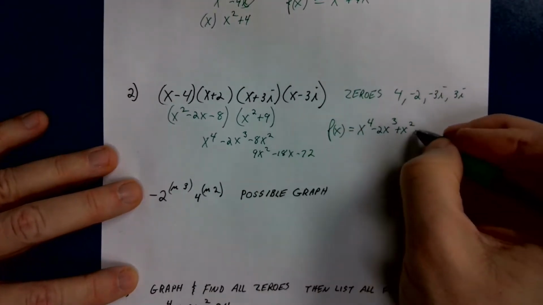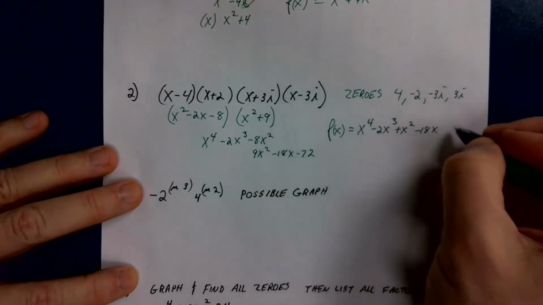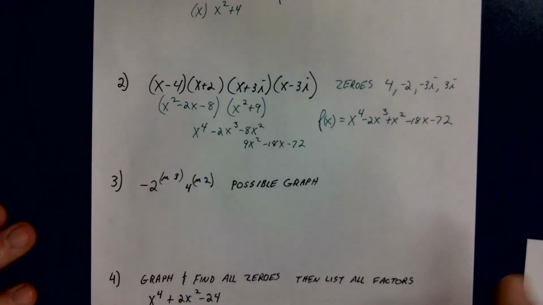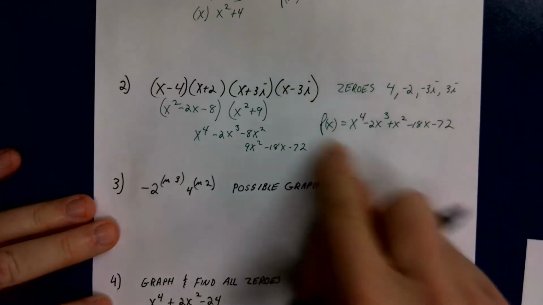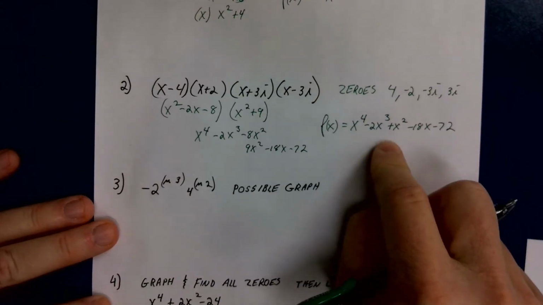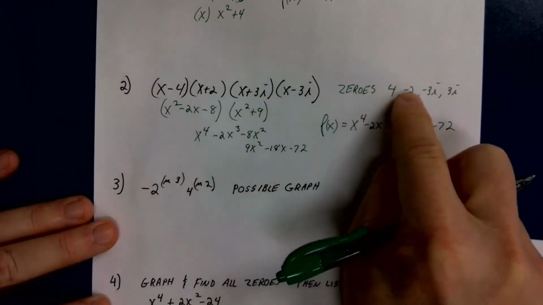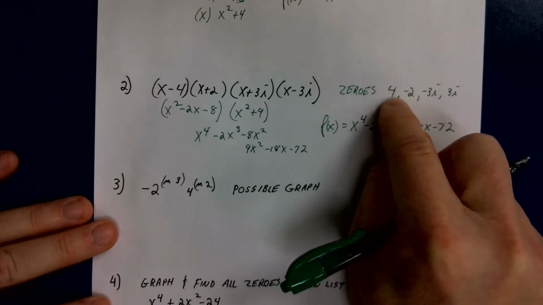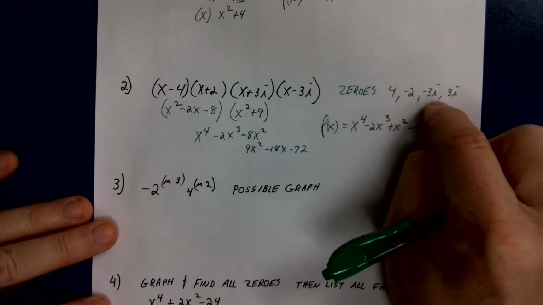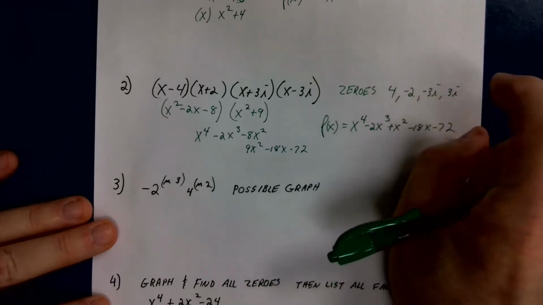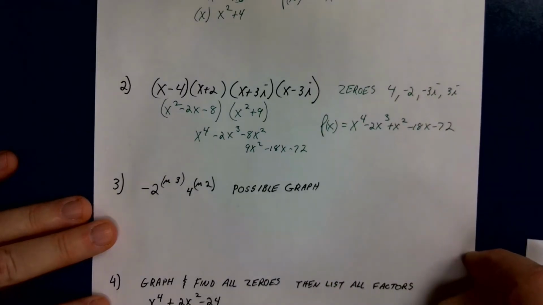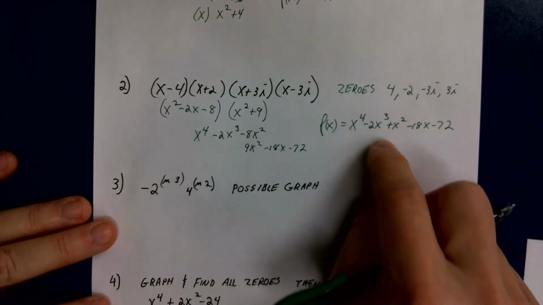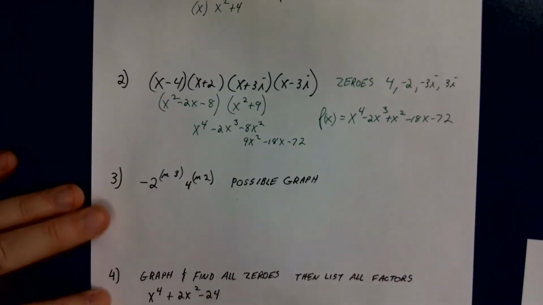I don't care if you really want to write the 1 or not. Minus 18x minus 72. Good deal. Now, if you take this and put it into your graphing calculator, you will see that it does cross at 4 and negative 2, and that's the only real places that it crosses. However, I believe that the other two imaginary solutions are negative 3i and positive 3i. Okay? So I'm going to come back to this one in just a second, and hopefully that will be okay.